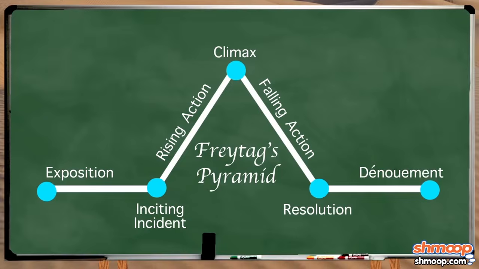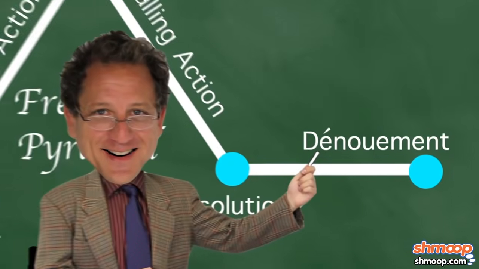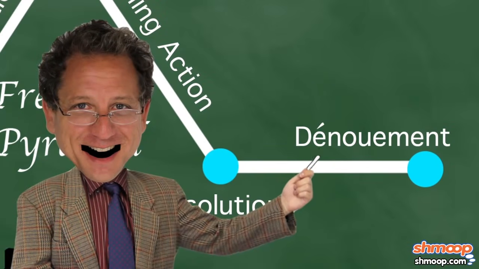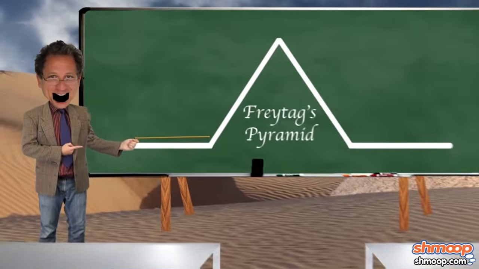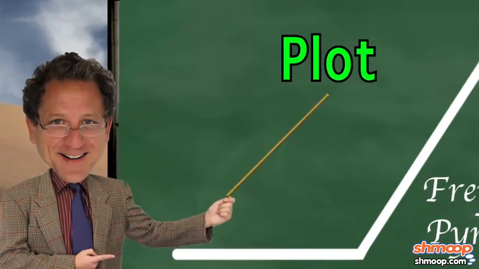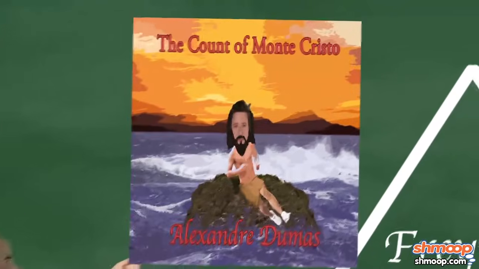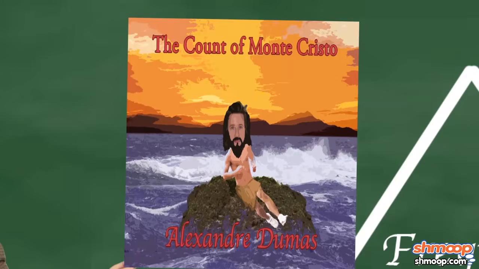dénouement. Well, the first E in dénouement had an accent mark, by the way, because this word is all fancy in French. Let's go over what each of these items involves in terms of plot, using Alexander Dumas' The Count of Monte Cristo to illustrate.